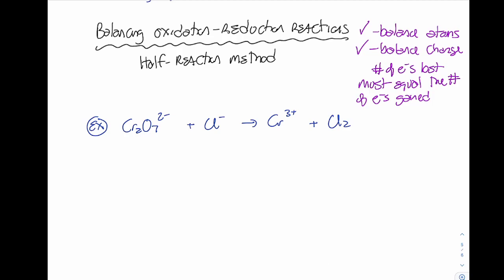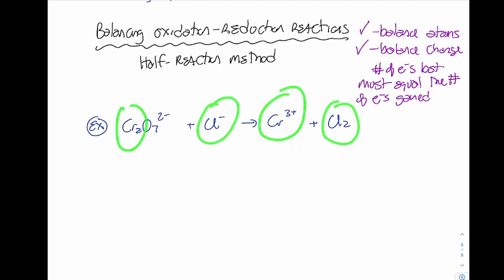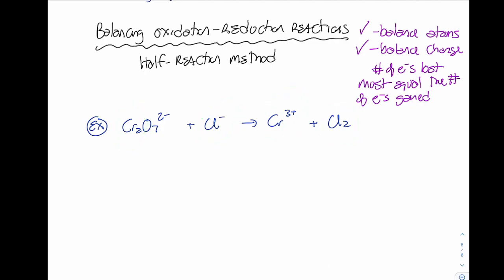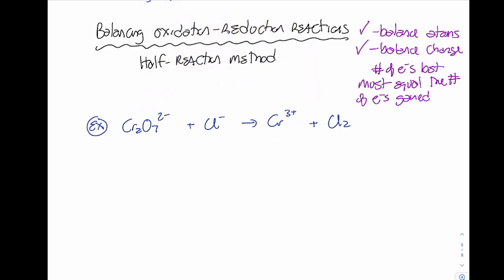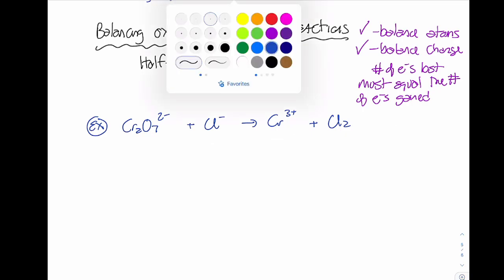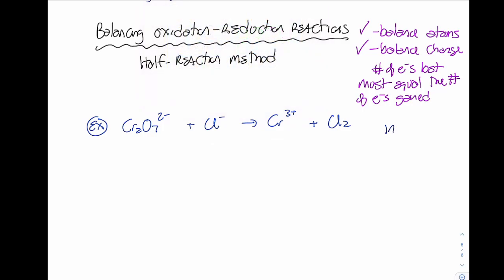So obviously not balanced, right? I have 7 oxygens here. I have no oxygen on my product side. 2 chlorine, 1 chlorine, 1 chromium, 2 chromium, total mess, right? Not at all balanced. And you can balance chemical equations in either acidic or basic solution. We're going to balance this one in acidic solution. And we'll do one of each.